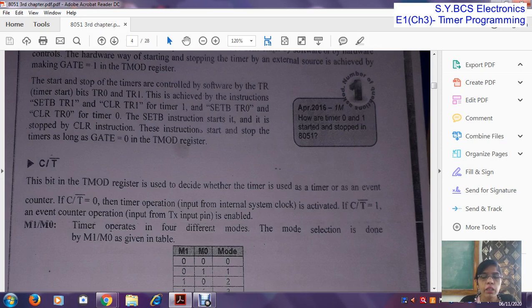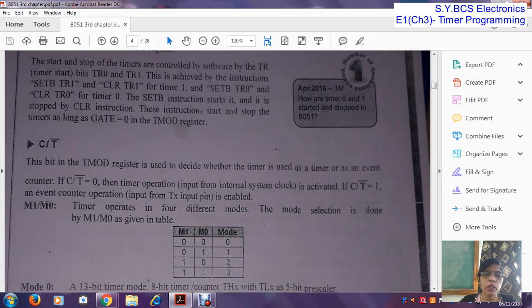So timer is used for time delay generation, and it is also used as an event counter, so it performs dual functions. Timers in the 8051 microcontroller perform dual functions. They are used either for time delay generation or as an event counter, to count events.